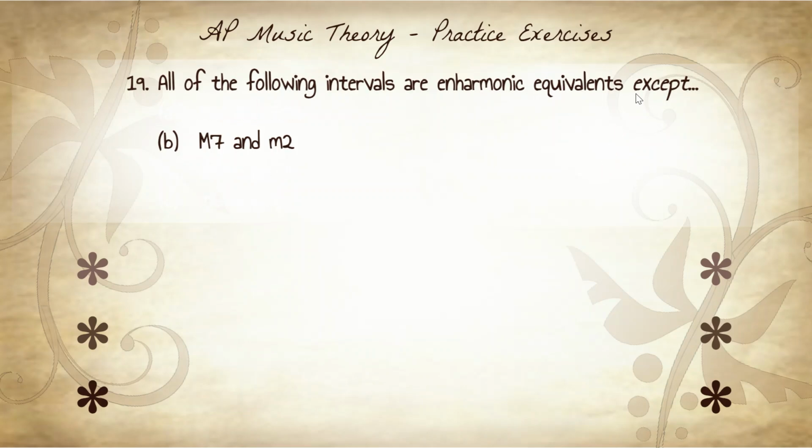The correct answer is B. A major seventh inverts to a minor second, but it is not an enharmonic equivalent. The examples that are enharmonic equivalents are major second and diminished third. F to G is the same as F to A double flattened. Diminished fifth and augmented fourth, meaning F sharp to C is the same as G flat to C. Minor sixth and augmented fifth, which means that F to D flat is the same as F to C sharp.